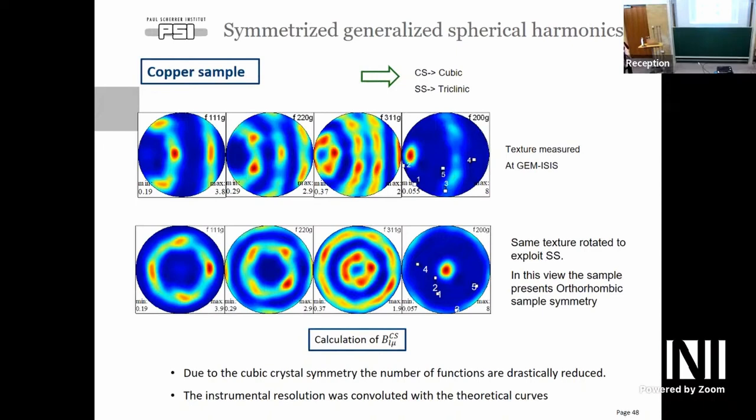This is the texture that we got from the minimum diffraction engine. However, we can spot here that we have a fiber texture. So we rotated the sample in order to have the fiber at the center. And now we can assume that in this view, instead of a triclinic sample symmetry, this represents an orthorhombic one. This reduces the number of components that we want to put closure. That's the thing that I will have to discuss in this one. So this reduces the number of B that I have to calculate a lot.